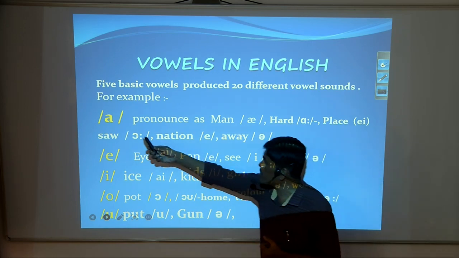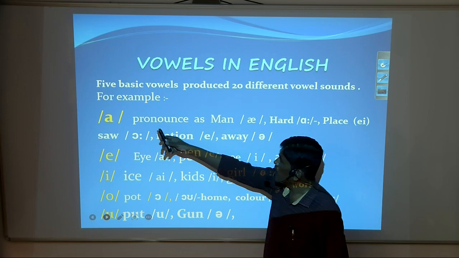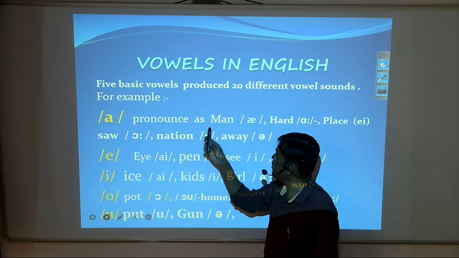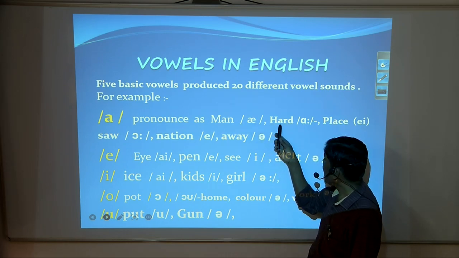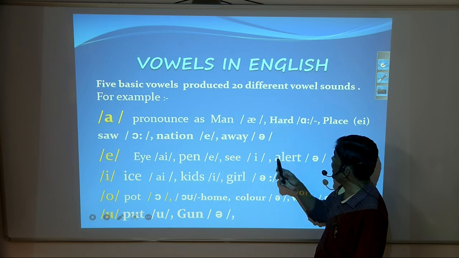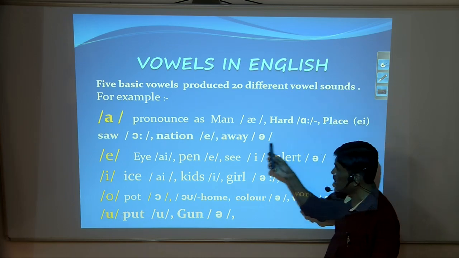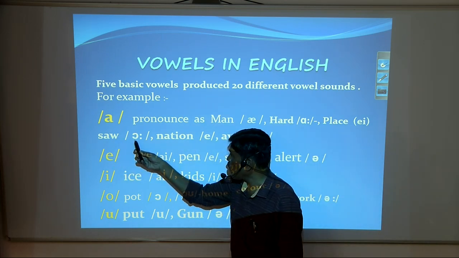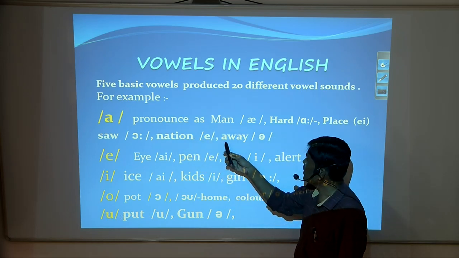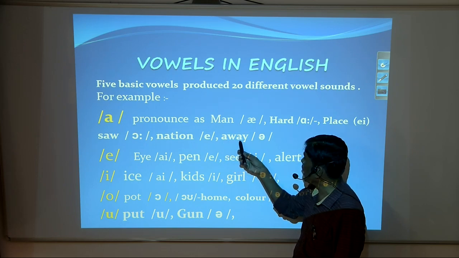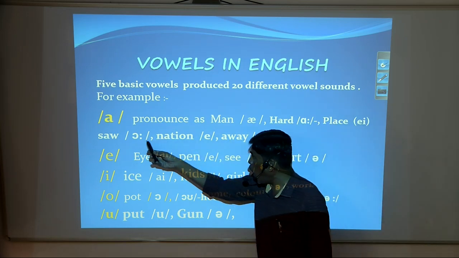For example, let us see, these are the symbols here. For example, in man, M-A-N, this A is produced as one sound. Hard, H-A-R-D, here A is produced differently. Then place, P-L-A-C-E. Saw, S-A-W, this vowel sound is different again. Nation, N-A-T-I-O-N, and away, A-W-A-Y, here A and here A. It means this letter A is produced as a different vowel sound each time.